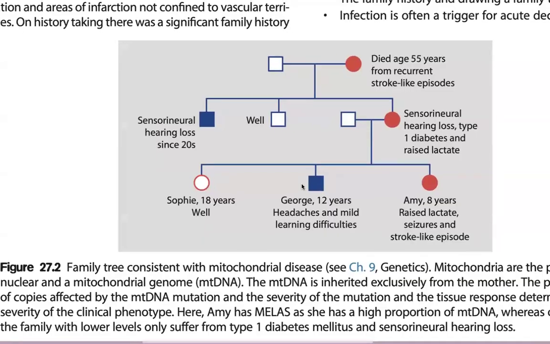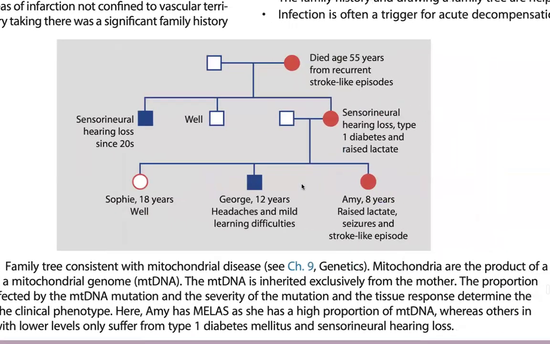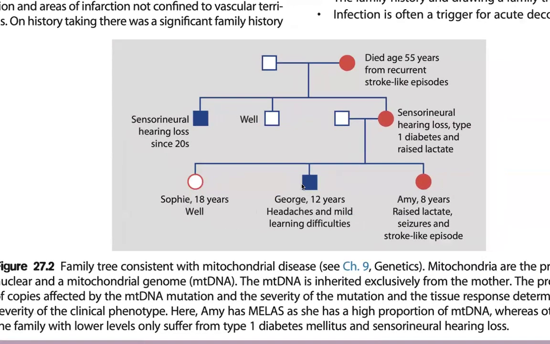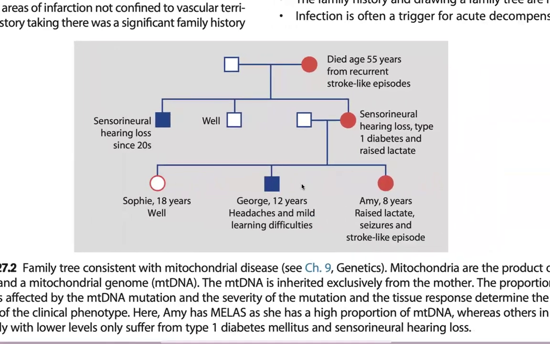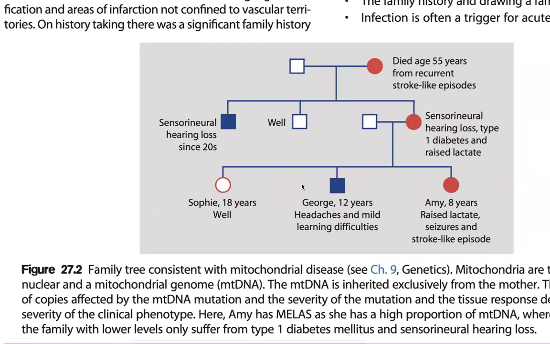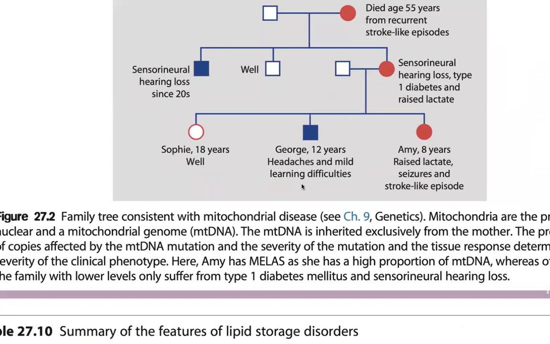The proportion of copies affected by the mitochondrial mutation, the severity of the mutation, and the tissue involved determine the severity of the clinical phenotype. Here, Amy has MELAS, and she has a high proportion of mitochondrial DNA mutation, whereas others in the family with lower levels only suffer from type 1 diabetes, sensorineural hearing loss, and raised lactates.